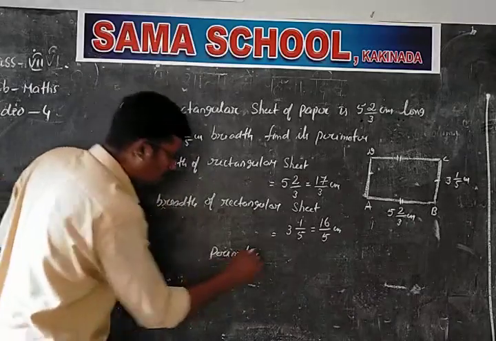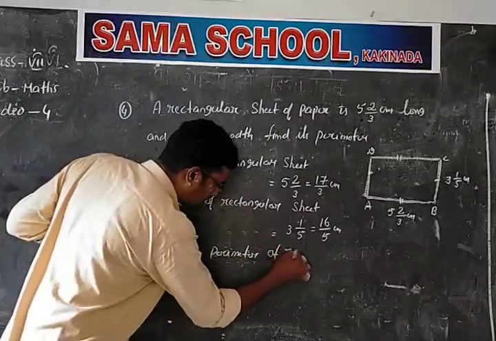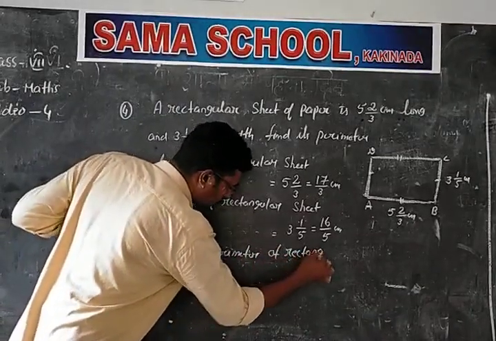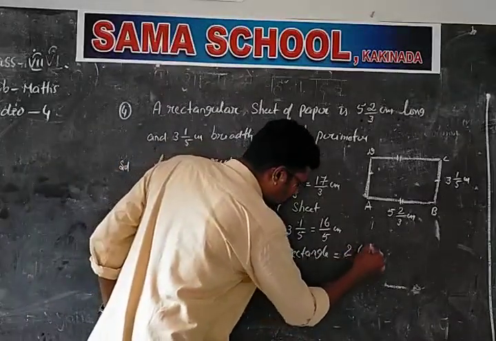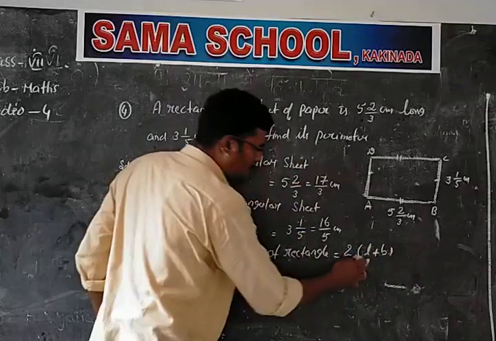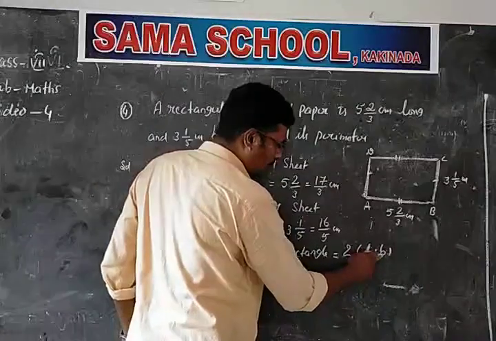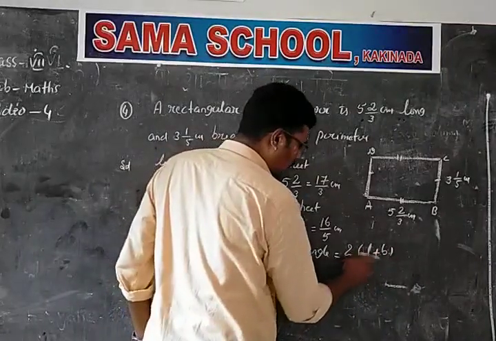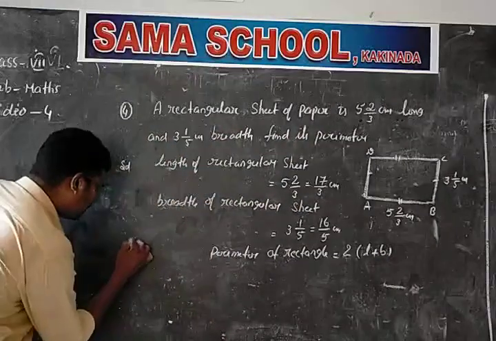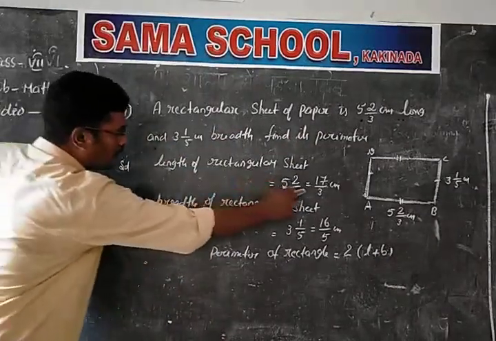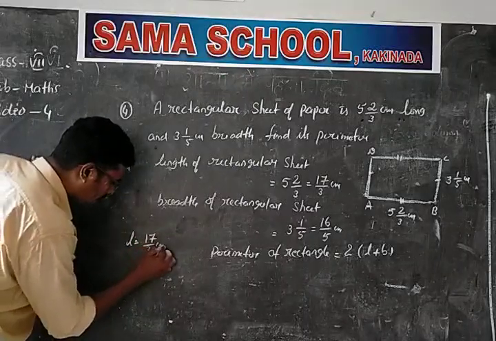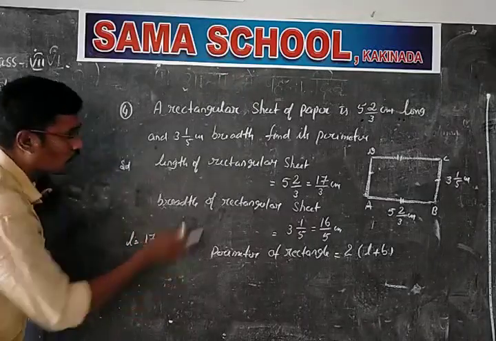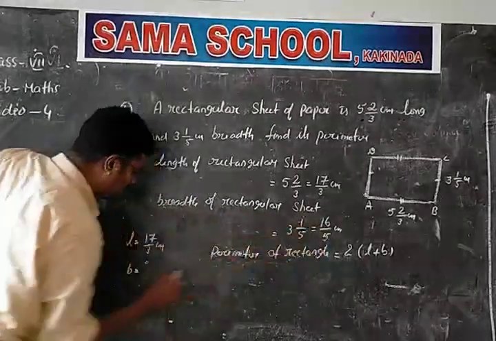Perimeter of a rectangle is equal to, what is the formula? 2 into (L plus B). L means length, B means breadth. L is equal to 17/3 centimeters. B is equal to 16/5 centimeters.